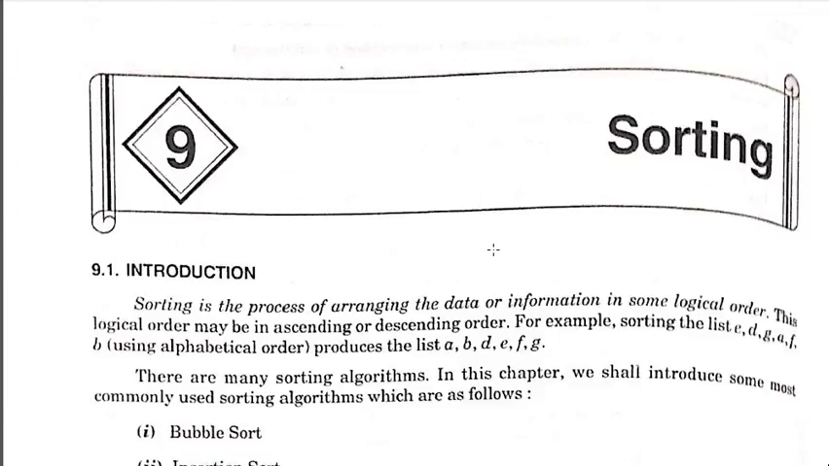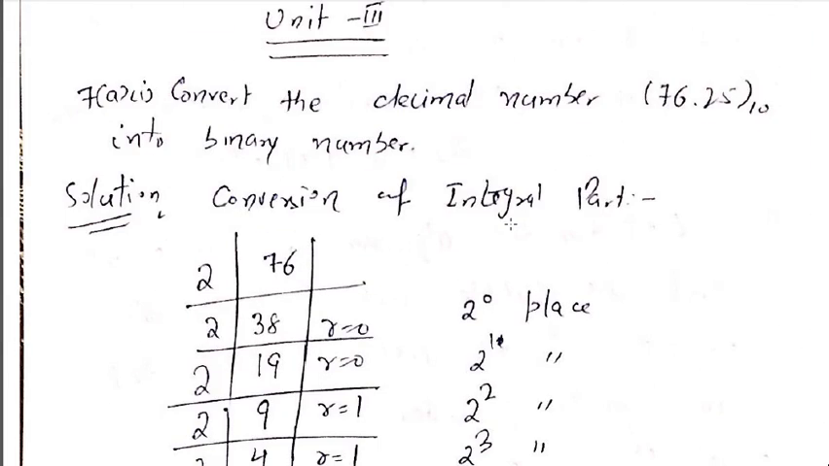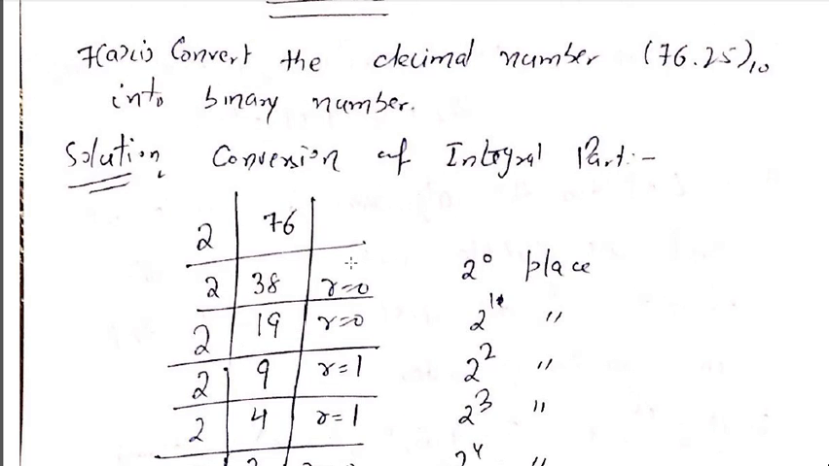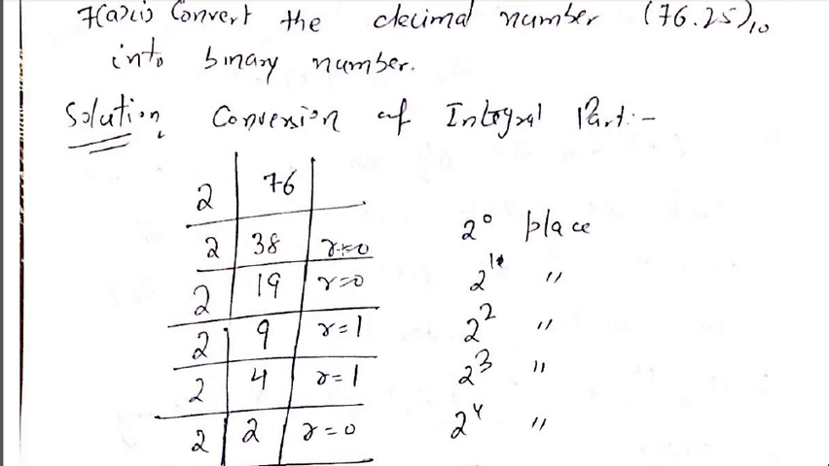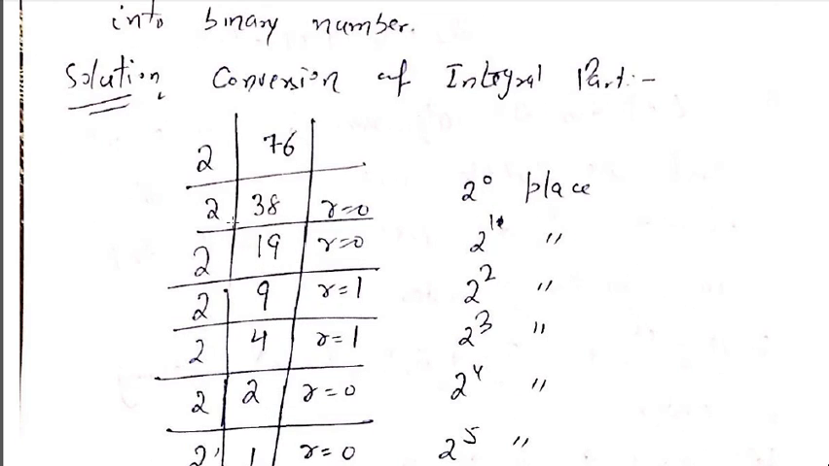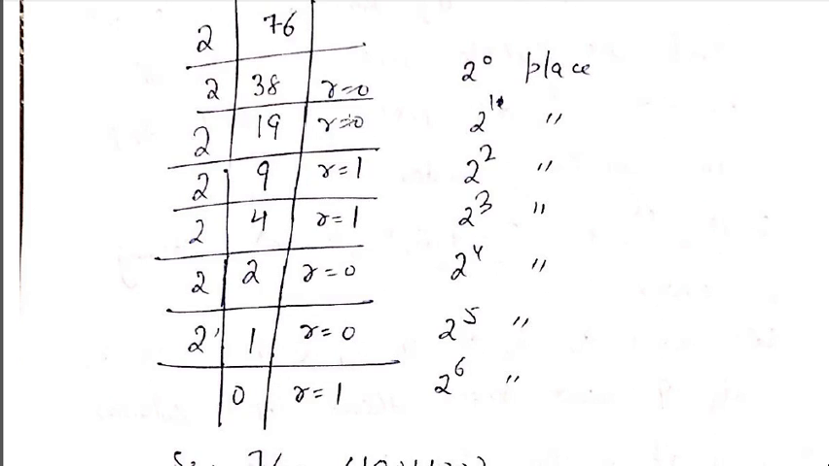So look at 7th A first part. We want to convert this decimal number into a binary number. To convert this decimal into a binary number, firstly we will convert its integral part, and after that we will convert its fraction part. To convert its integral part, we will divide 76 by 2 and its remainder is 0. Then we will divide 38 by 2, remainder is 0, and so on.